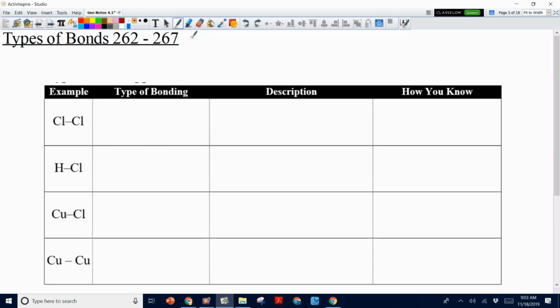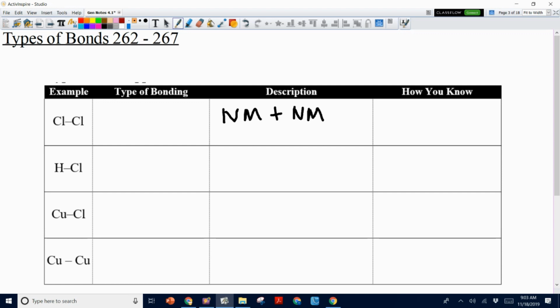For this first one, you see the example there, chlorine, and the line between the 2 chlorines means that they're bonded together. Chlorine is a non-metal, so this is a non-metal bonded with a non-metal. I'm going to write NM plus NM, and the NM means non-metal.